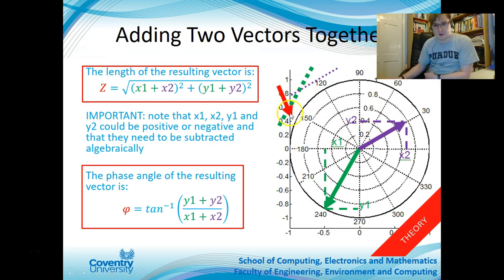Anything up here is a positive imaginary number, anything down here is a negative imaginary number, anything here is a positive real number, and anything over here is a negative real number. So this is minus 0.5 on the real axis, and if we go across again here, we've got minus 0.9 on our imaginary axis. So our complex number for this would be minus 0.5 minus 0.9i.